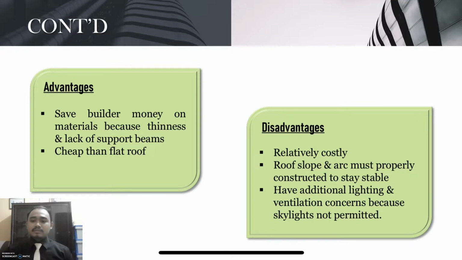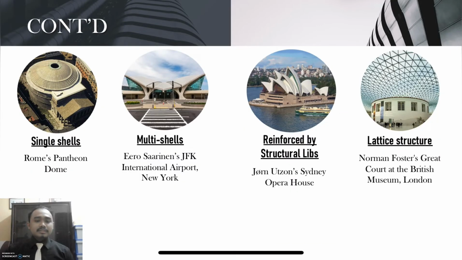The roof slope and arc must be properly constructed to stay stable, and there are additional lighting and ventilation concerns because skylights are not permitted. These are examples of roof shell: first, a single shell at Rome and a multi-shell at New York, reinforced by structural ribs at Sydney, and lastly a lattice structure at the British Museum, London.